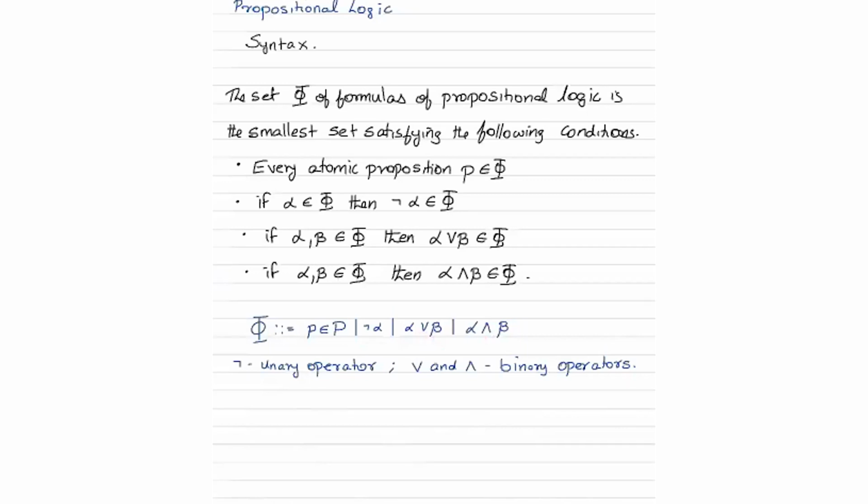So the important part here is that negation is a unary operator, and both conjunction and disjunction are binary operators. Okay.